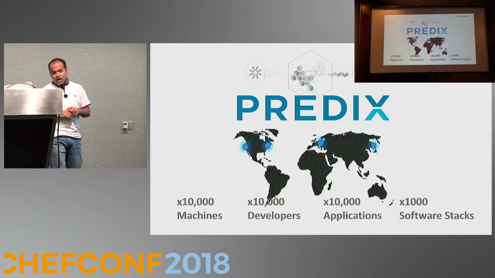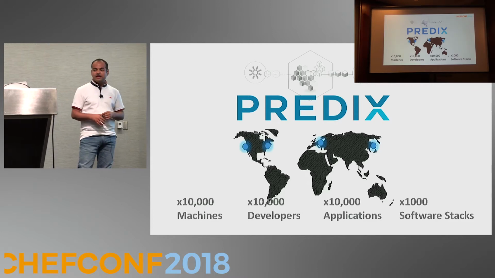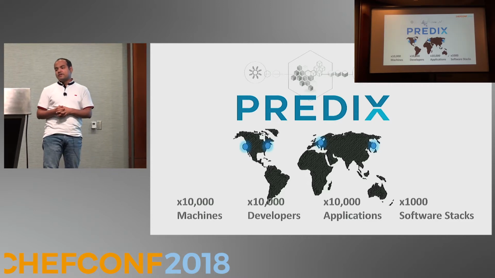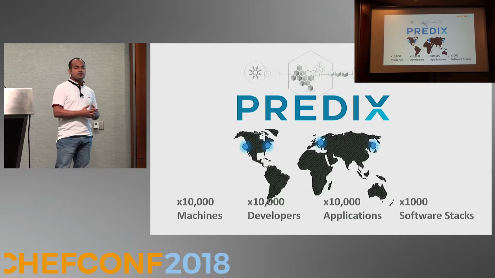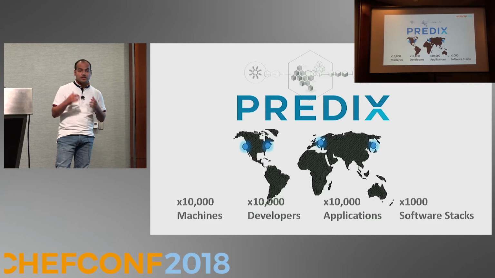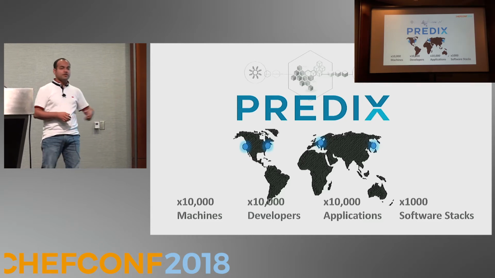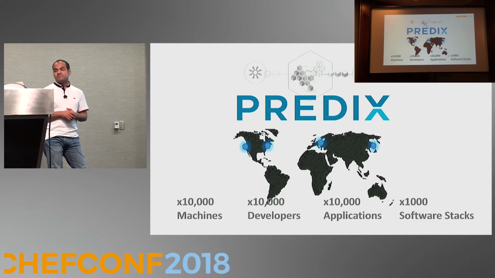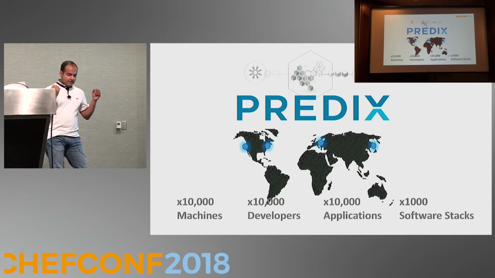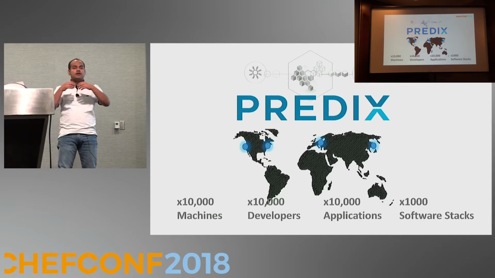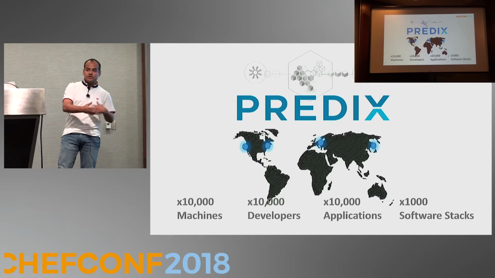So to give you the scale of our cloud, it is a pretty big scale. We have tens of thousands of machines. We have tens of thousands of developers developing on our cloud. We have almost 50,000 plus applications running in one POP, and we have 5 different POPs. And this is in 4 different geolocations where our cloud is available. And we have thousands of software stacks. When I say software stack, this is ELK as a service, this is Redis as a service, database as a service, message queue as a service, and so on. I'll talk more about that.